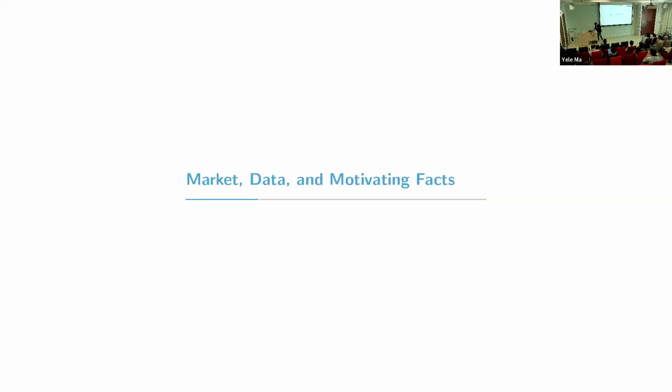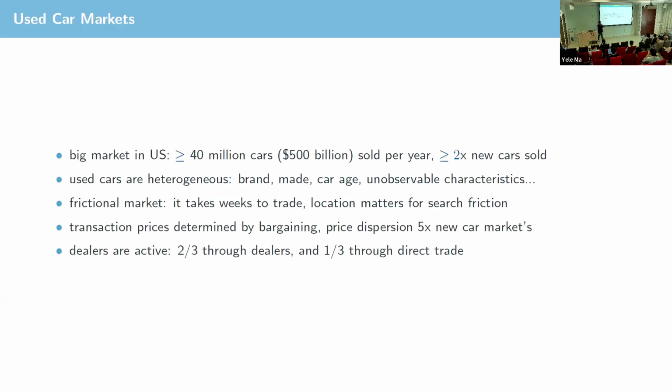Let me briefly talk about the data. The used car market is big in the US. A lot of people buy them. Used cars are super heterogeneous, more than new cars, because not only are cars different, but they also have an important dimension, their age. It turns out to be one of the most important factors that affect the car's value and their transaction price. And this market is quite frictional because you have to go there and see the car, do the test driving, and then you have to find the time that your boss is okay for you to go there.